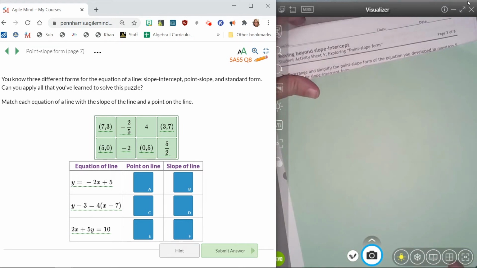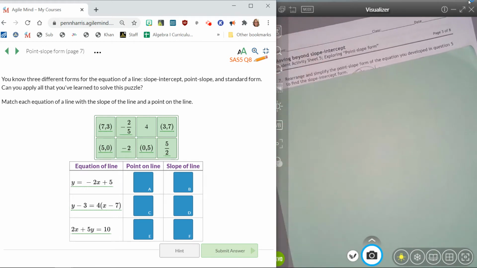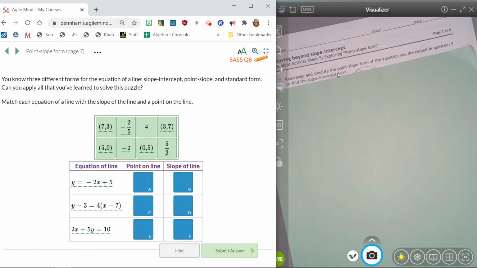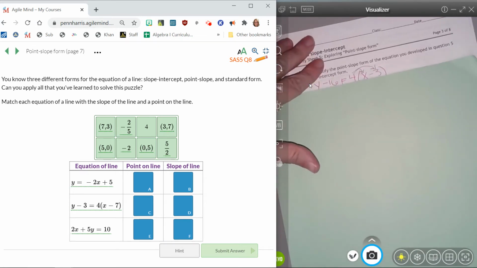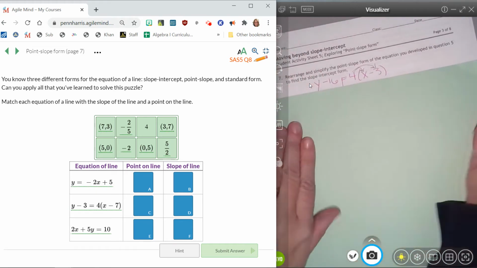Oh, jumped ahead here. So let's finish this one. What they want us to do here, guys, is rearrange and simplify the point slope form of the equation that we made in question 5 to find the slope intercept form. So I'm going to actually do this on a separate sheet here so you can see it a little better. Instead of just seeing my work, you can actually see me do it.